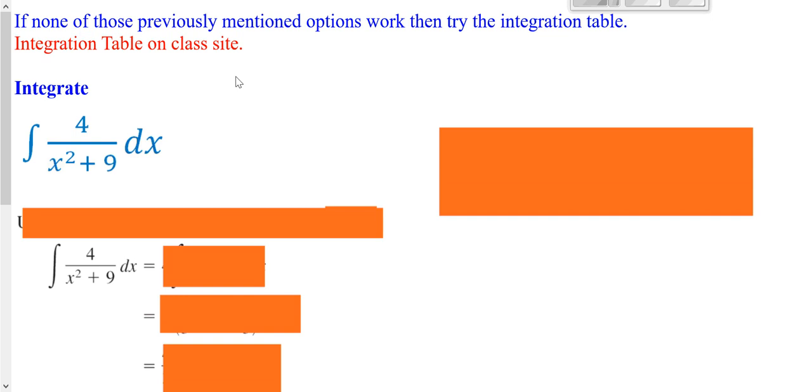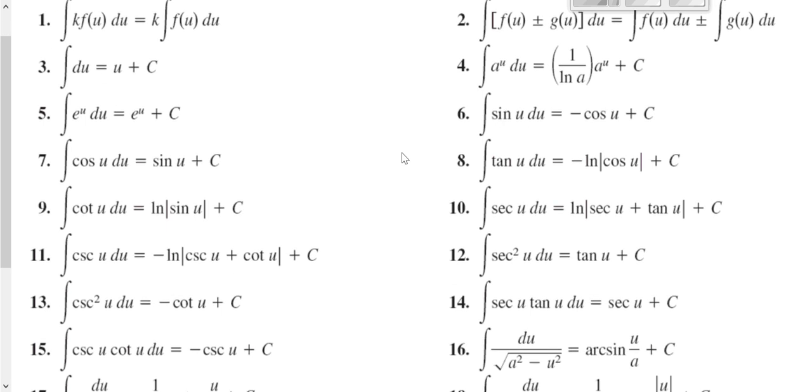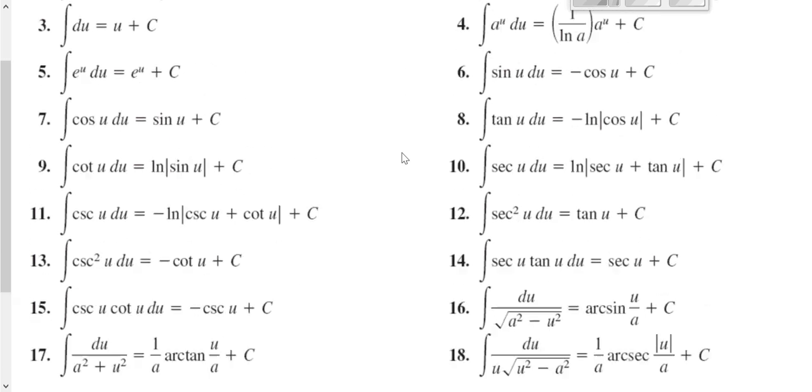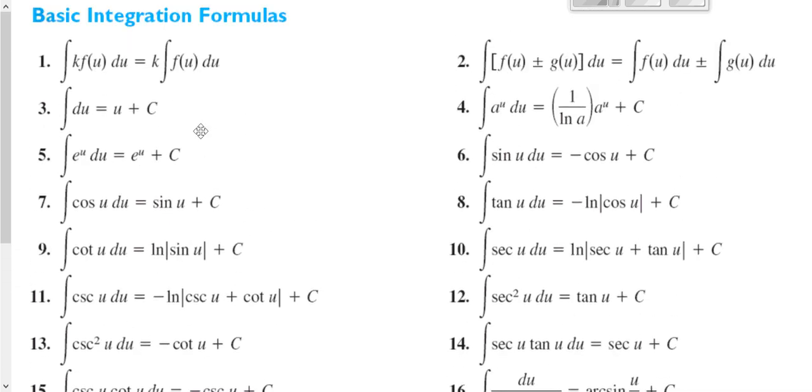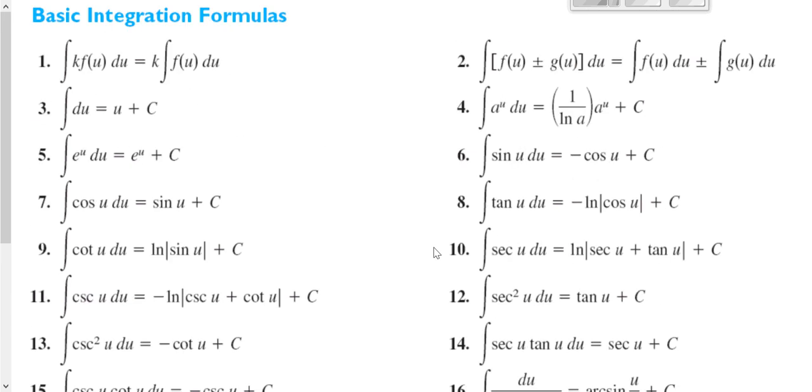So you want to go ahead and look at your integration table. The integration table is on your class website, so go ahead and look at that. That's the full table. Part of the table is displayed right here. So some of these things you know, like the integration of e to the u is e to the u plus c, or integration of cosine is sine plus c, and so on. Some of them are not as obvious as you get down here farther, and if you get farther into the table, they're not nearly as obvious.